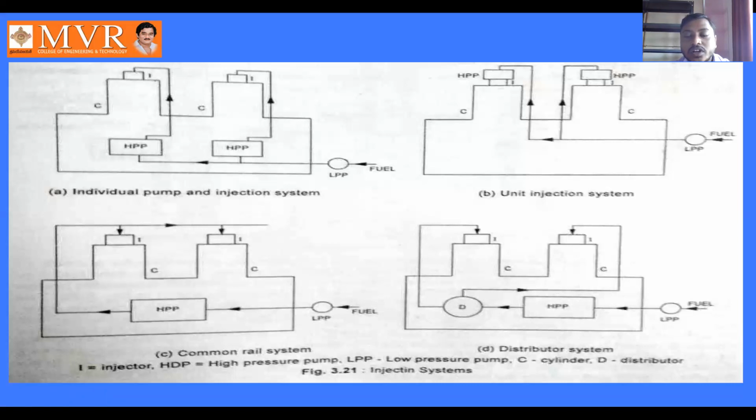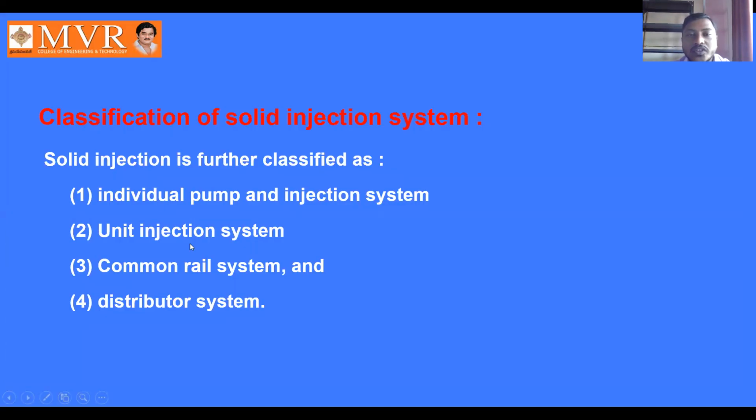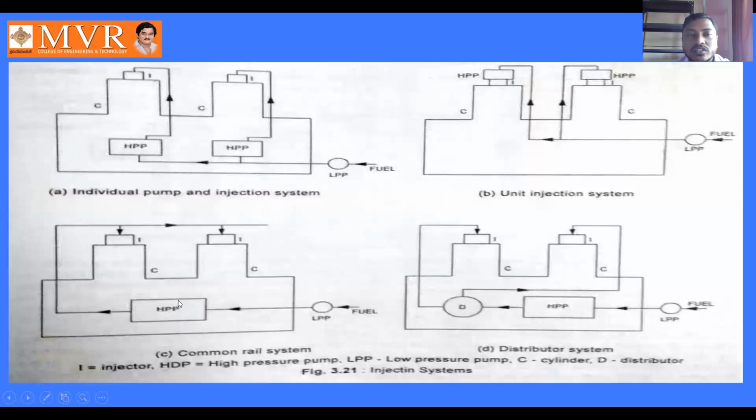This is what we have about the distributor system. Here we observed the classification of fuel injection systems: how the individual pump works, how the unit injection system works, and how the common rail system and the distributor system work.